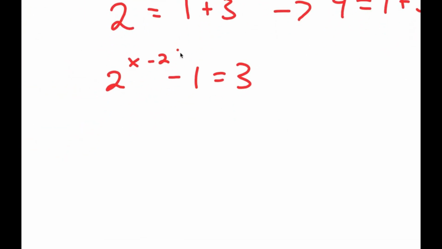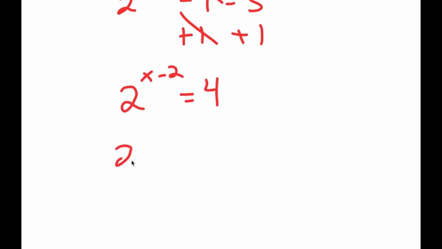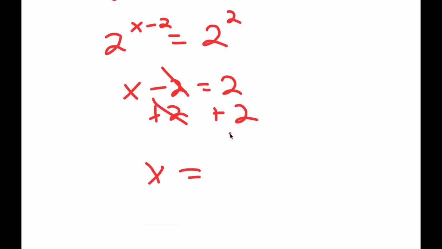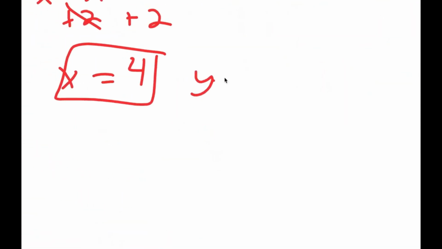Now for 2 to the power of x minus 2 minus 1 equals 3, I'm going to first start by adding 1 on both sides. So I get 2 to the power of x minus 2 is equal to 4. And now 4 is the same thing as 2 squared, so I get 2 to the power of x minus 2 is equal to 2 squared. And this means that x minus 2 is equal to 2. And if I add 2 on both sides, these two cancel out, and I get x is equal to 2 plus 2, which is 4. So my solution is x equals 4, and y is equal to 2.